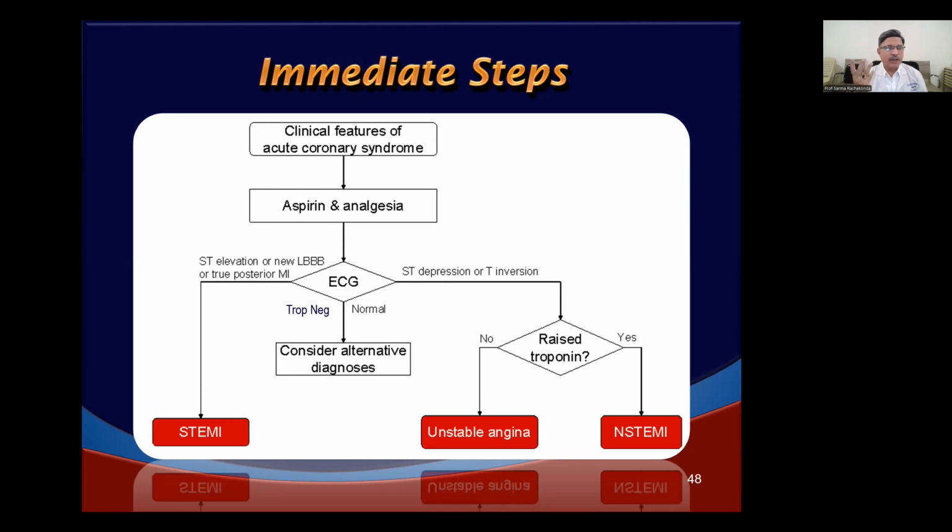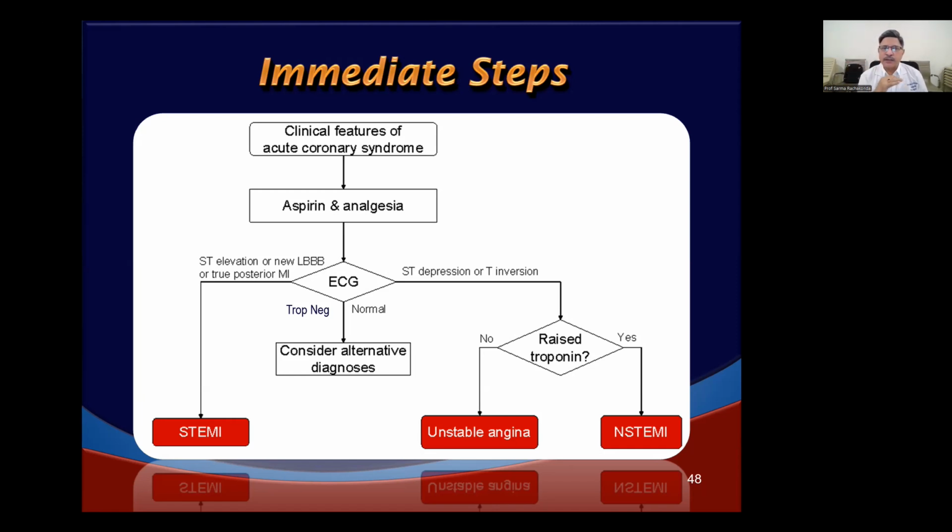The ECG will have three answers. Typical ST elevation is there, or LBB is there, or true posterior myocardial infarction is there. It is ST segment elevation. No questions asked, immediate reperfusion. If he is in a center with angioplasty, they can do angiography and do the reperfusion. If there is no facility like that, immediately give tenecteplase, whatever reperfusion you have.